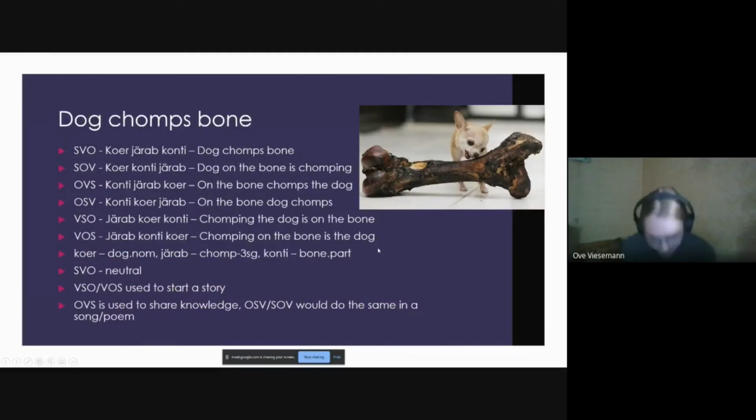Dog jumps stone. As the word order is free, we can do anything with it. And SVO is neutral, koer järab konti. Dog gnaws bone. And VSO and VOS are used to start a story. VSO is here, järab koer konti, or järab konti koer. Then you can start explaining something that was happening at the same time. And OVS is used to share knowledge. Konti järab koer. And then the OSV and SOV will do the same, but in a song or a poem.